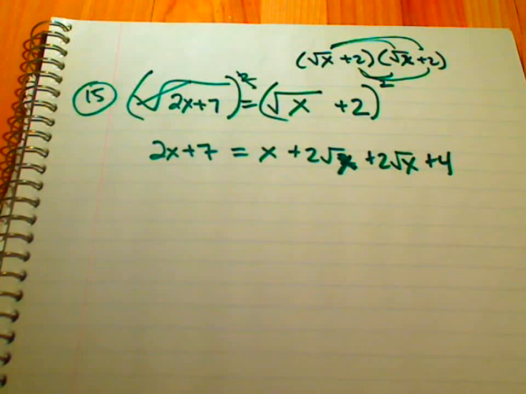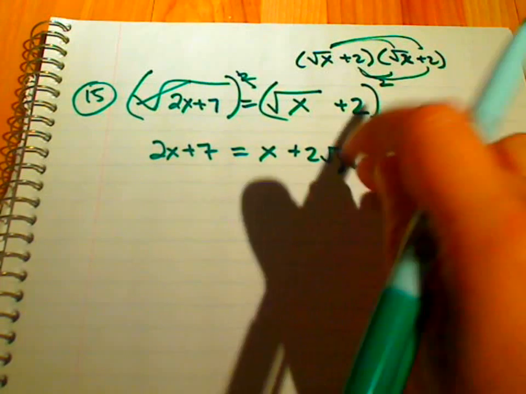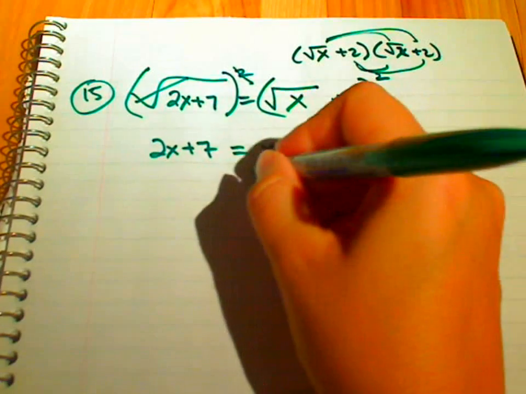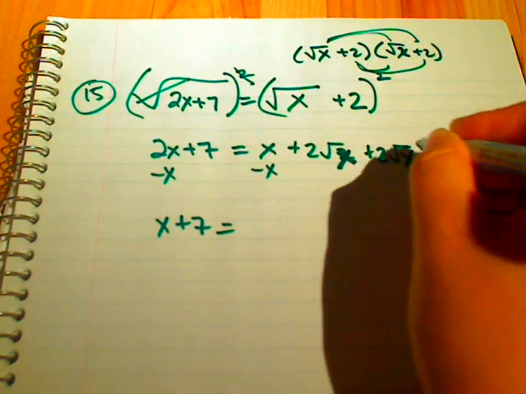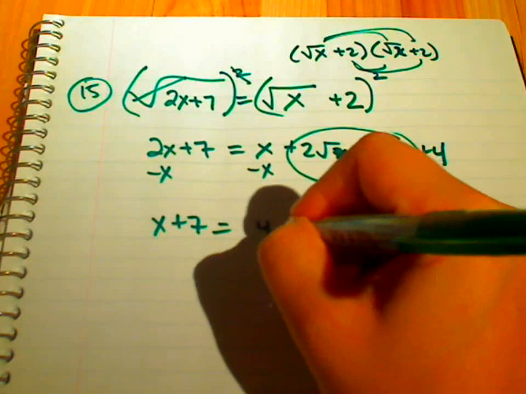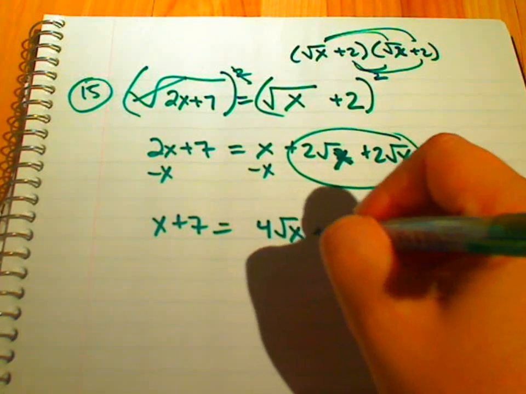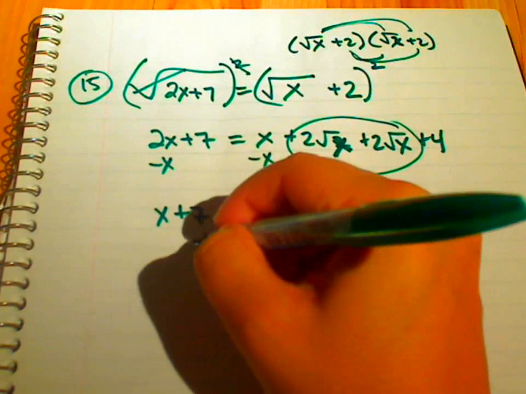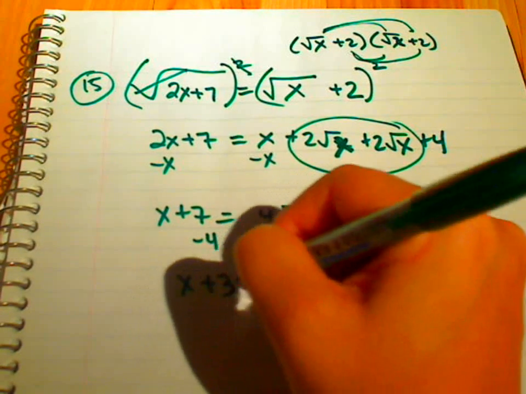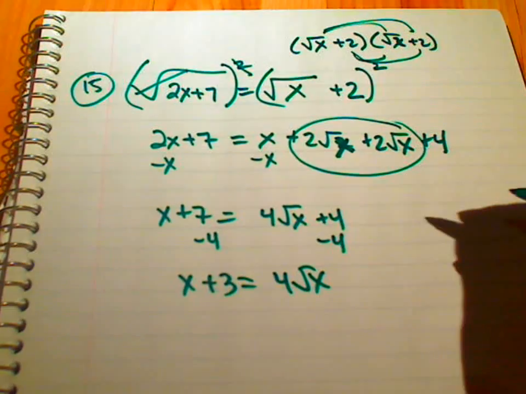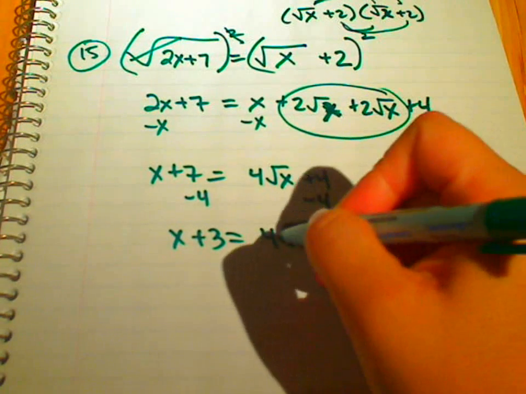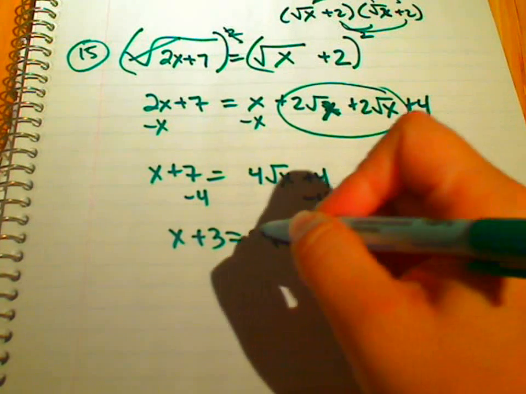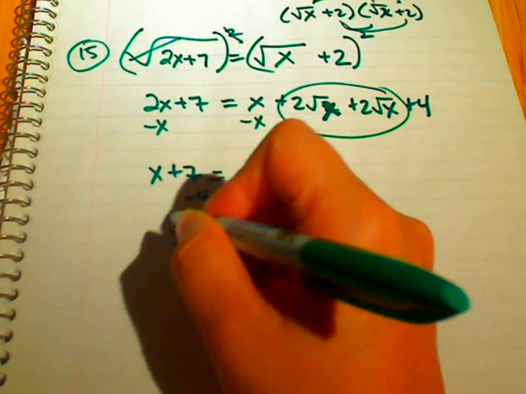Now, if you have anything that does not have a square root with it, you need to move it to the other side. So I have 2x plus 7 equals, I'm going to combine these two, 4 root x plus 4. Move the 4 over, x plus 3 equals 4 root x. Now, I'm going to get rid of the square root a second time by squaring it again.